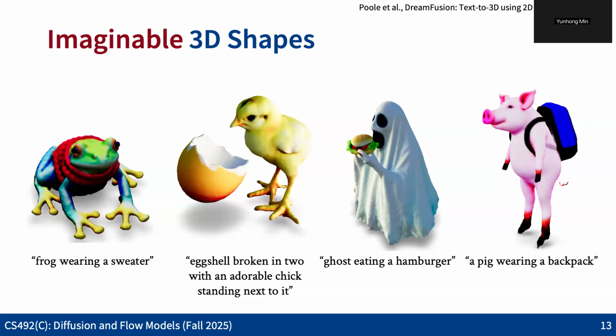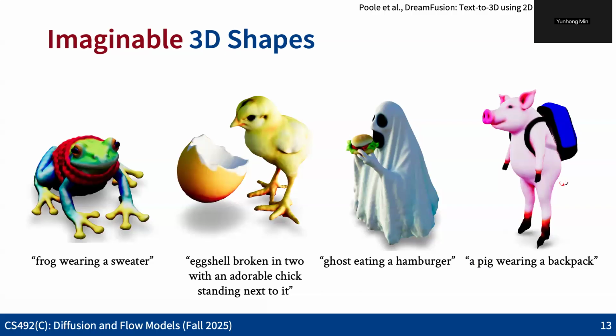So what we are going to briefly discuss today is how we can leverage the power of the pre-trained image diffusion model or other diffusion and flow models in a way that they can also be used to produce many other things, like making imaginable 3D shapes, not using direct 3D samples, but using the 2D samples that have been used to train the diffusion and flow models.